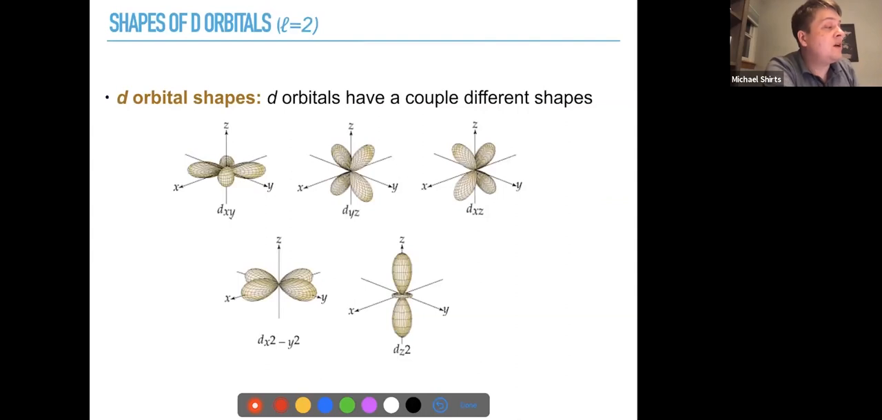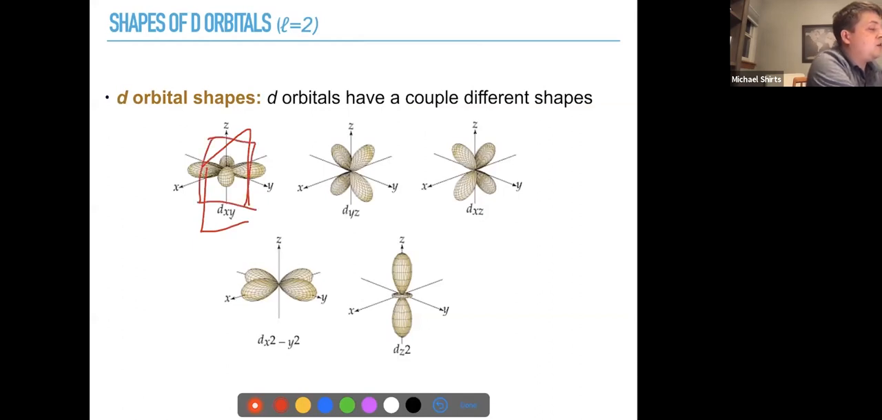Shapes of d orbitals. So d orbitals have a couple different shapes, but a key is that they generally have two angular nodal planes. So you can see for the dxy that you've got nodal planes along this plane here and this plane here. Those two are nodal planes. Same with yz, xz. Same with dx squared minus y squared.